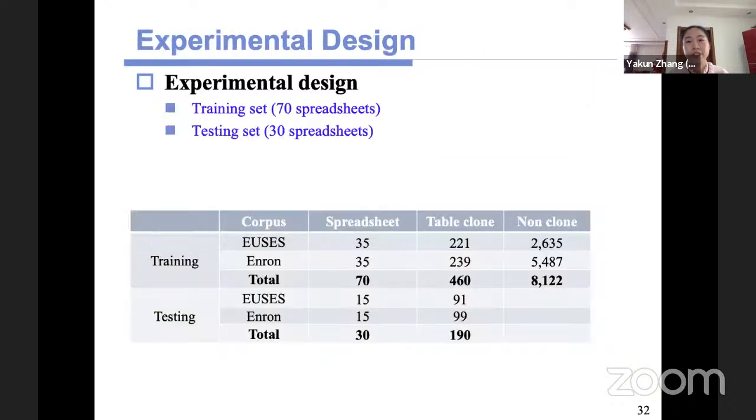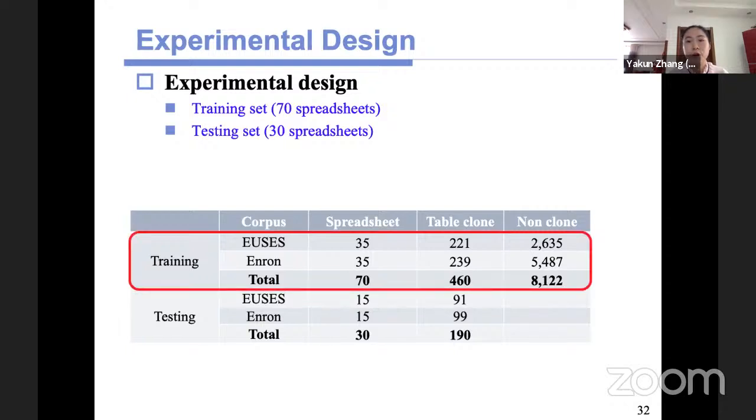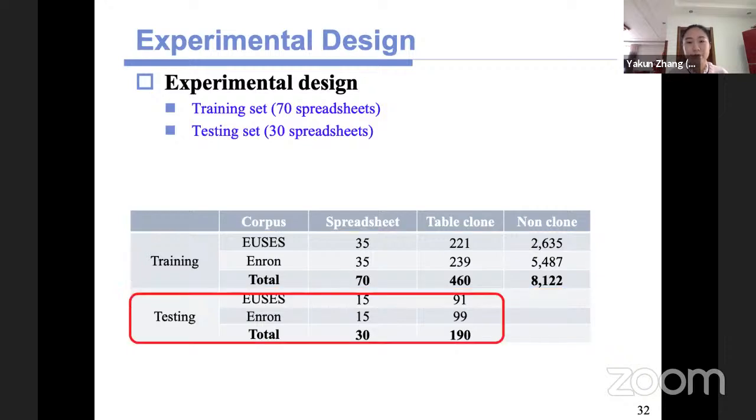As for the experimental design, we randomly select 35 spreadsheets from EUSES and 35 from Enron from the ground truth as a training set. We use the 416 table clones in the 70 spreadsheets as positive samples, and the 8,122 non-clones as negative samples. As for the testing set, we use the remaining 190 table clones to evaluate.